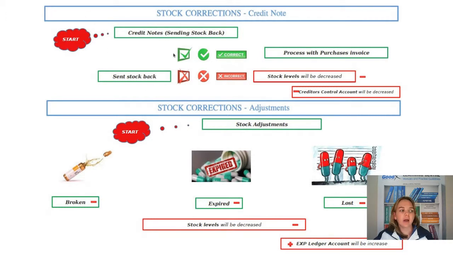Now, credit notes are for two different reasons. The first reason is when you have made a mistake when you captured your stock purchases. When you make a mistake, you must correct it with a credit note. You will make a credit note of the whole invoice that you have captured, write back the whole invoice, cancel the invoice, and capture that invoice again.